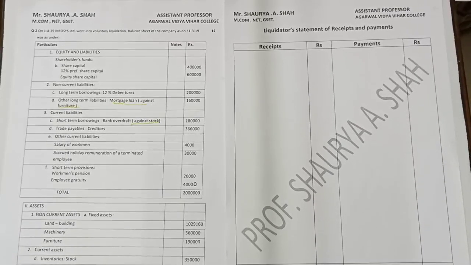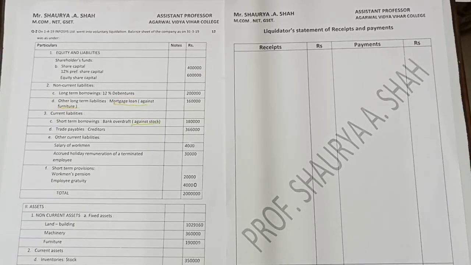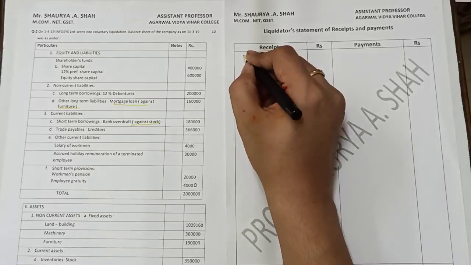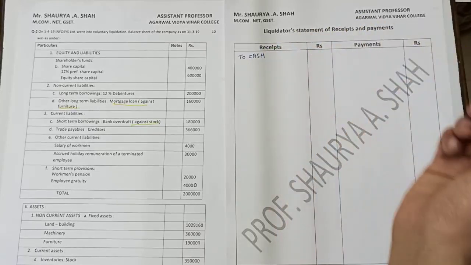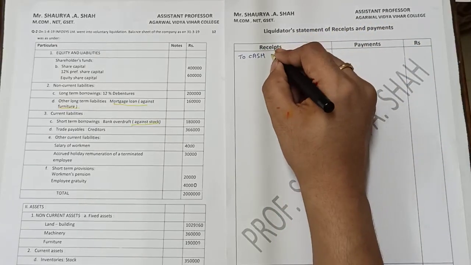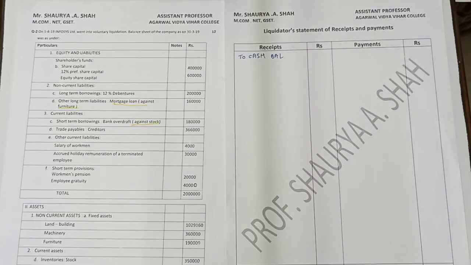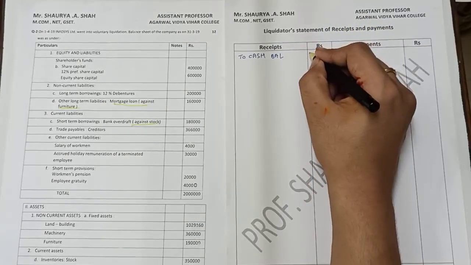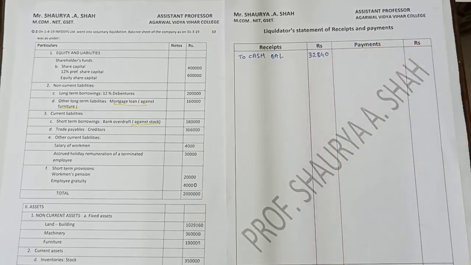Starting with it, the very first thing to always start with is your cash balance, right? So what you need to do is write down on the receipt side, to cash balance. I hope it is visible to each one of you. What is the cash balance? I made you underline it in the balance sheet. That is 32,840 rupees. 32,840 rupees is the cash balance.